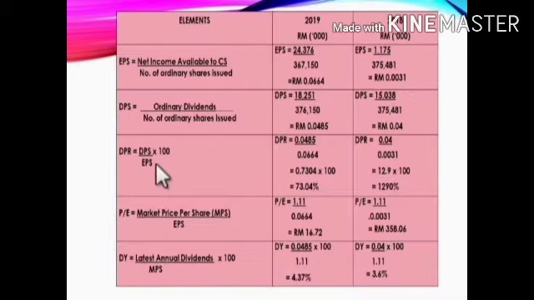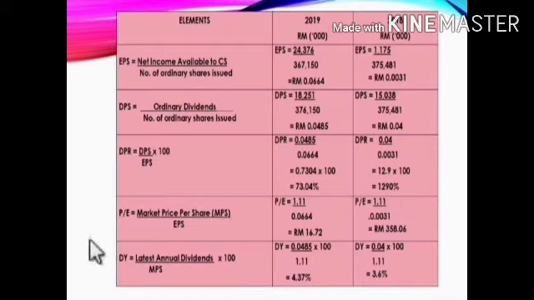The third one, dividend payout ratio, can be calculated by dividing the dividend per share value by the earnings per share value and then multiplying it by 100. As shown in the table, the dividend payout ratio for 2019 is 73.04%, while in 2018 the ratio resulted in 1,290%.